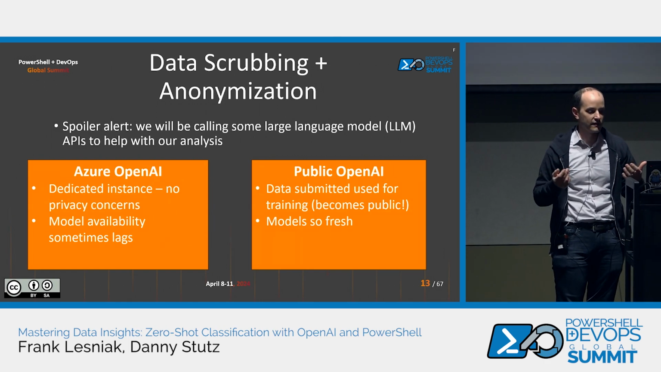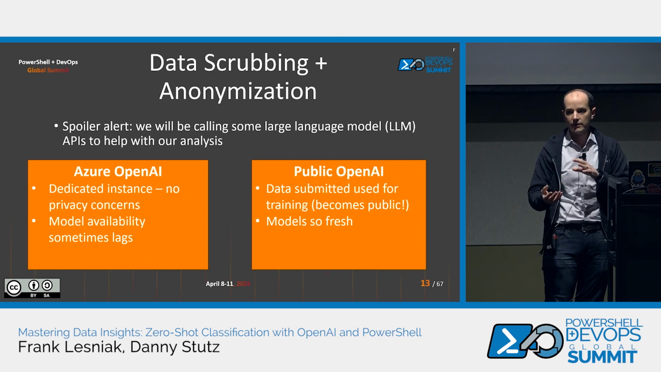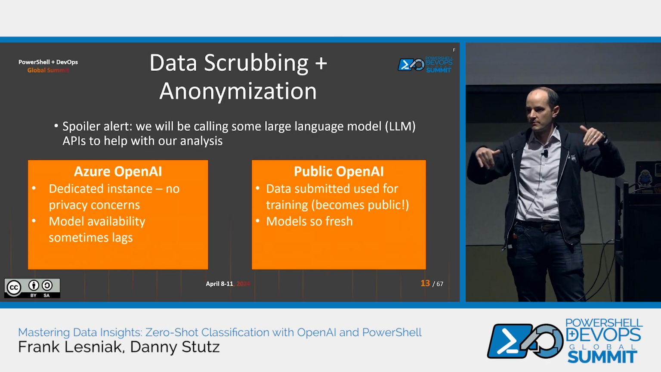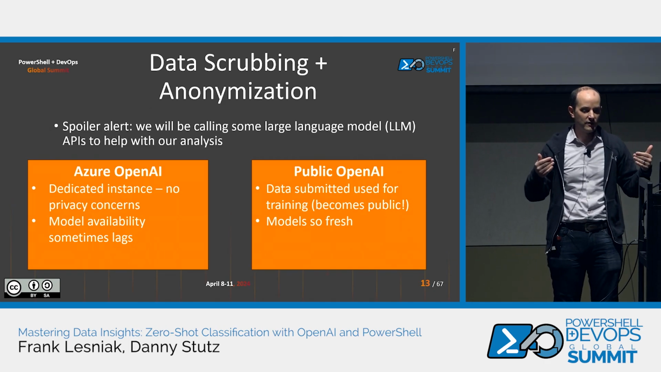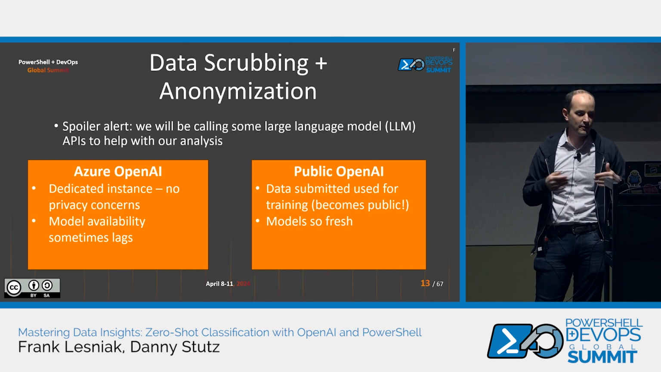So anything you submit doesn't get added to the language model. It doesn't become public data. So that's good. There's not really any privacy concerns there. The only negative I can come up with, other than maybe price or cost, is that sometimes the model availability might lag slightly. Now, for the things we're using today, that actually doesn't apply. Today in 2024, the models were the same. So that's a moot point today, but that could be an issue depending on when you go to do this stuff.